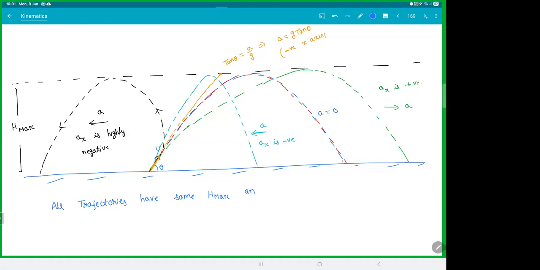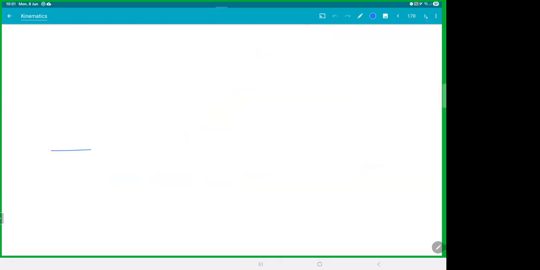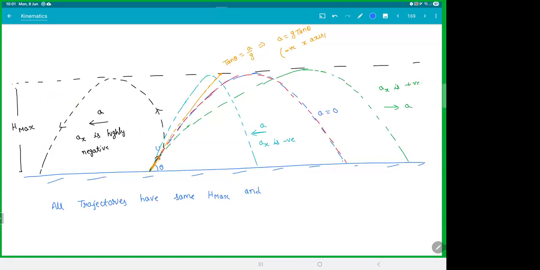So they can ask questions like this actually. They will say, two particles are projected with u1, theta 1 and u2, theta 2. This particle goes like this and this particle goes like this. Both the particles have the same h max. Then they can ask you, which is bigger: u1 is greater than u2, time of flight is greater, range is greater. They can ask options like that.